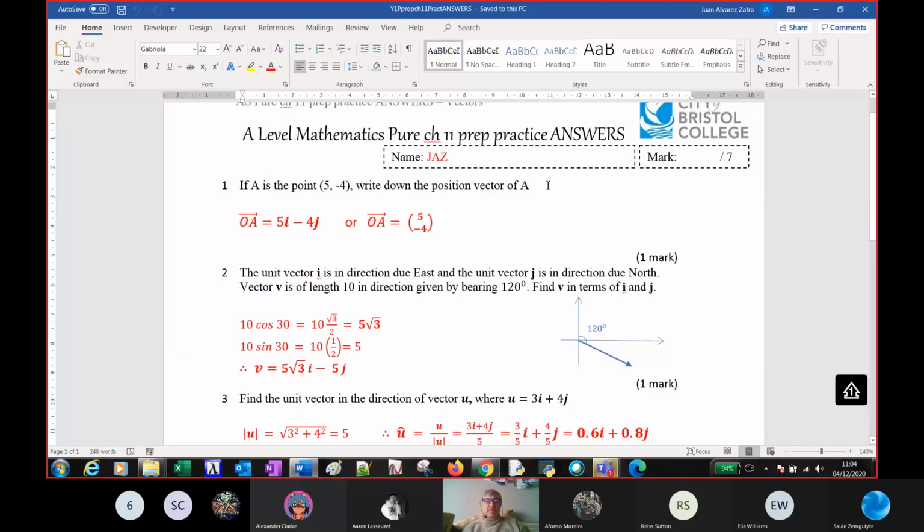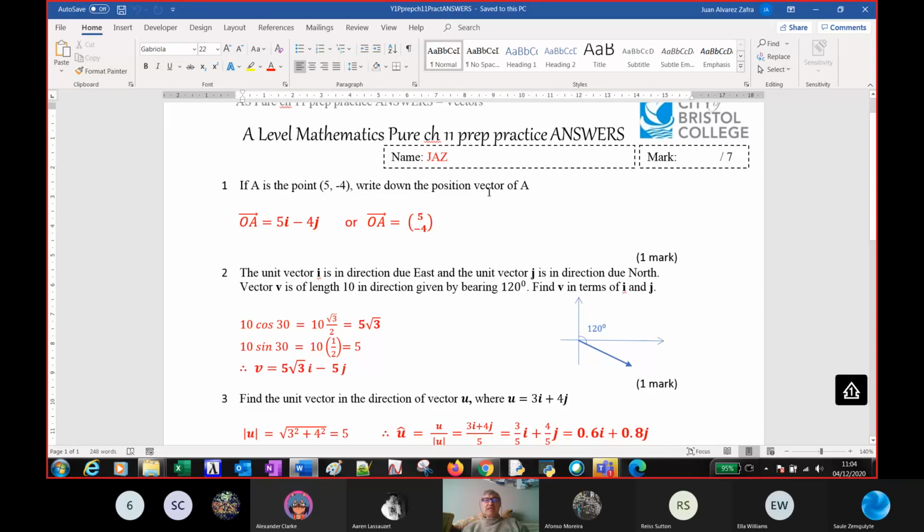vector of A. So the first thing to say here is that a vector tells you how to get to a point. It has a magnitude and direction. So a vector is about giving you not only the length of something, but the direction you need to go in. So in this context, 5, -4 is a point in 2D space with coordinates 5, -4. So you can think of this as a noun. It's a thing, and we know its location.